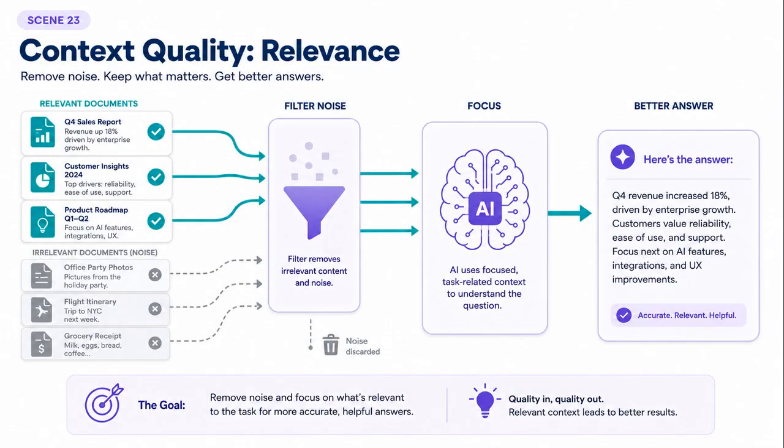Now let's look at context quality, relevance. The first quality of good context is relevance. The AI should receive information connected to the task. Irrelevant documents create noise. Too many unrelated examples can confuse the model. Good retrieval matters. Good filtering matters. Relevance helps the AI focus on the real problem.